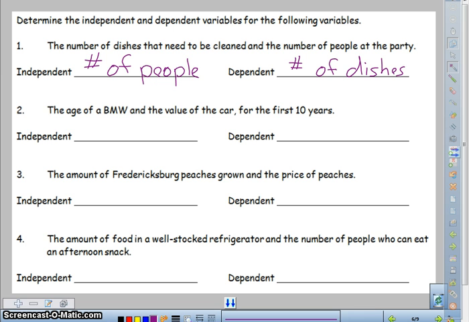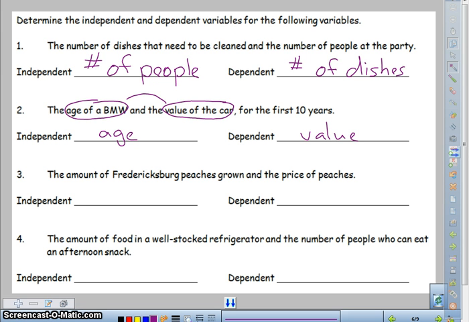Let's look at number 2. The age of a BMW and the value of the car for the first 10 years. So what depends on what? Well, this one it's a little bit more clear. Of course, the value of the car is going to depend on the age of it. So what's our independent? The independent is going to be the age, and the dependent is going to be the value.